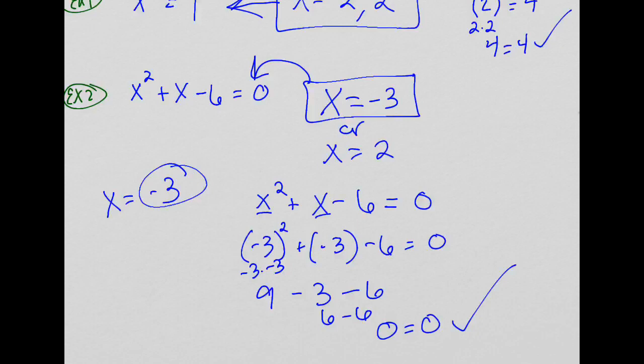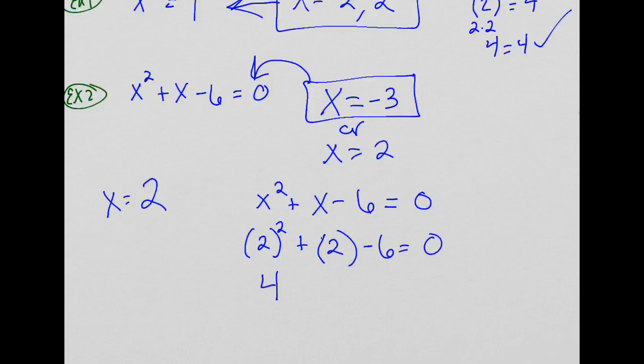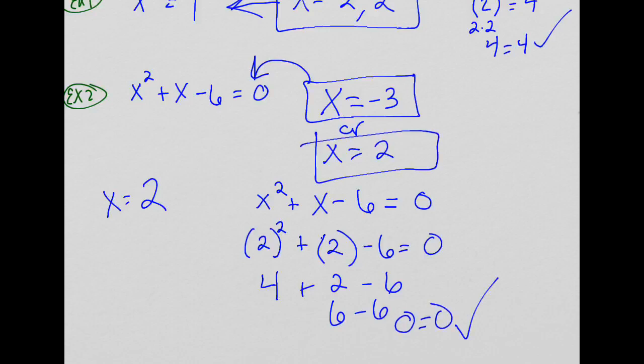Let's try the second solution. So our second solution was x equals 2. I'm going to plug it in and test it. 2 squared is 4 plus 2 minus 6. 4 plus 2 is 6. 6 minus 6 is 0. 0 is equal to 0. So both x equals -3 and x equals 2 make the original equation true. So they are both solutions.